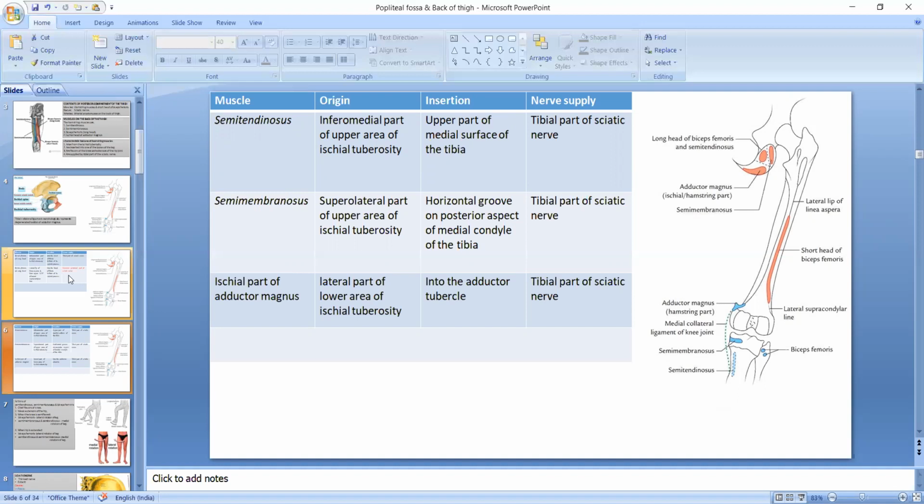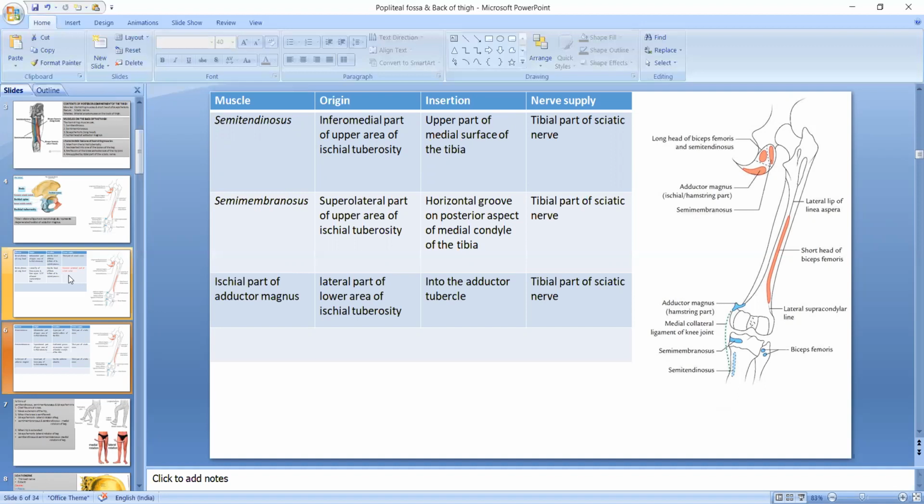The semimembranosus muscle is a flattened and broad muscle. It is located underneath the semitendinosus and it originates from the ischial tuberosity, but does so more superiorly than the semitendinosus and biceps femoris, and attaches to the medial tibial condyle.